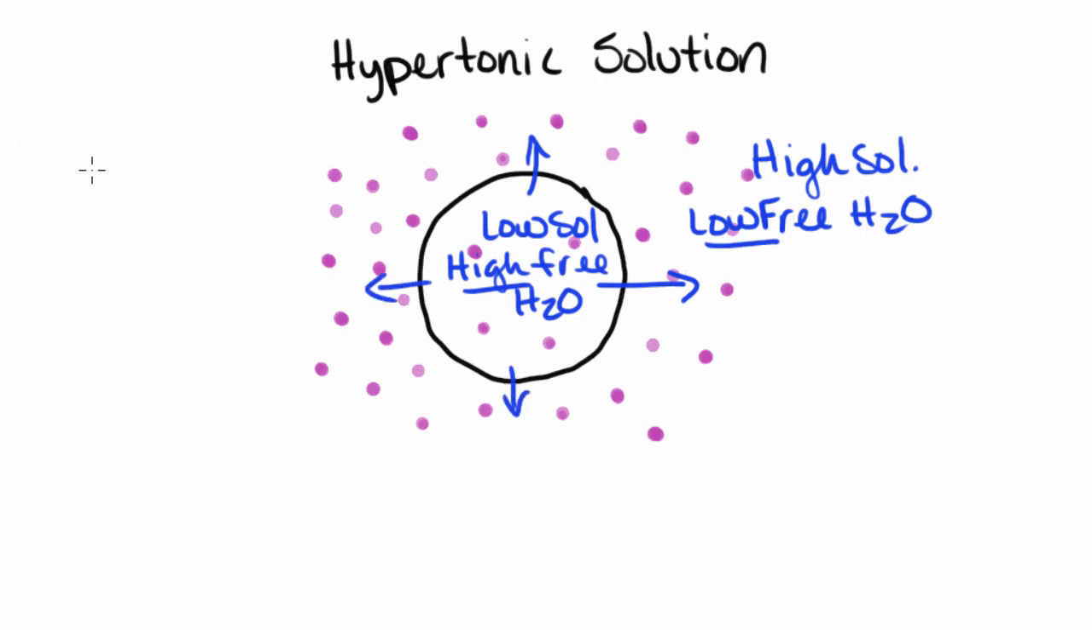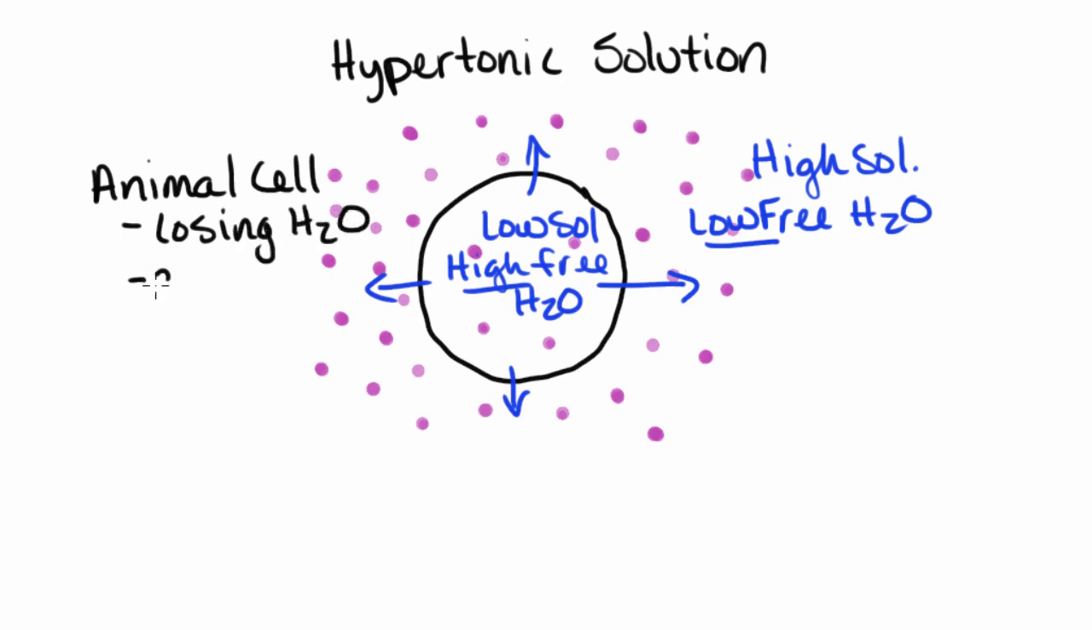If we look at the effects this is going to have on our two cell types, an animal cell is certainly going to be losing water. And so water is leaving, and so this becomes a dehydrated cell. Not a good situation for an animal cell. Now, again, if too much water is actually moving out of the animal cell, this could be a very bad thing. It could be deadly. So it can be deadly.